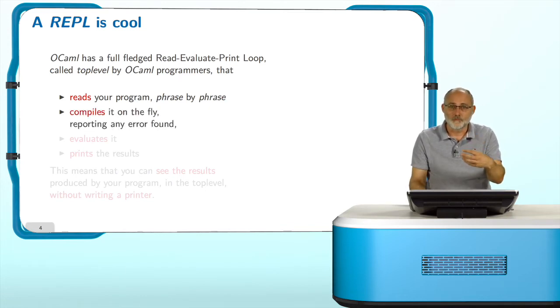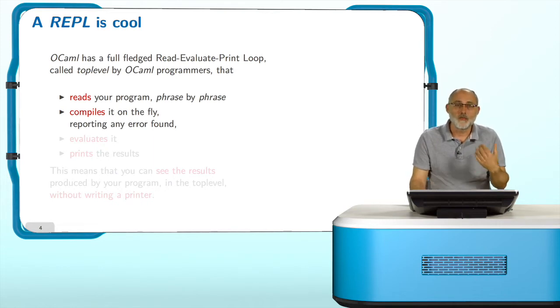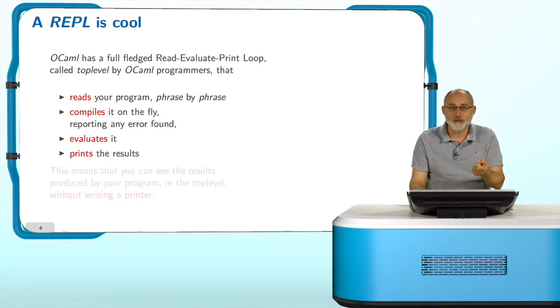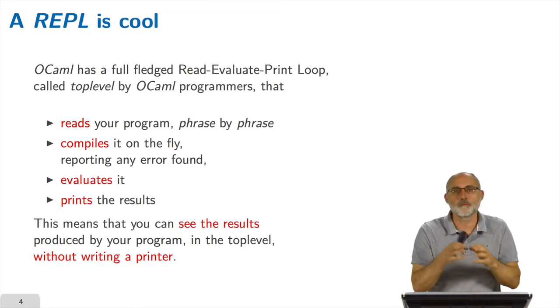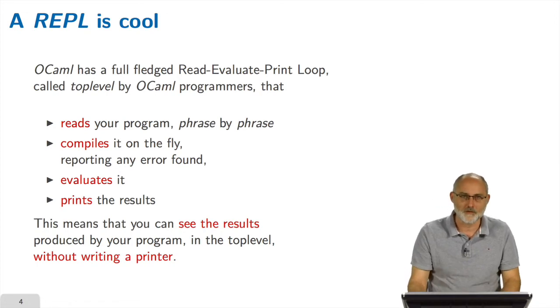As soon as a phrase is complete, this phrase is compiled, not interpreted, really compiled on the fly, and any error found is reported. Typically, type errors are reported right away. Then the compiled code is evaluated, and the result obtained and printed for us, just in front of us. This is incredibly useful when trying out new ideas, trying to develop some sophisticated part of an algorithm, because we can see the result produced by the program right in front of our eyes in this top level, without having to write a parser, a printer, all these kinds of things which are kind of cumbersome.